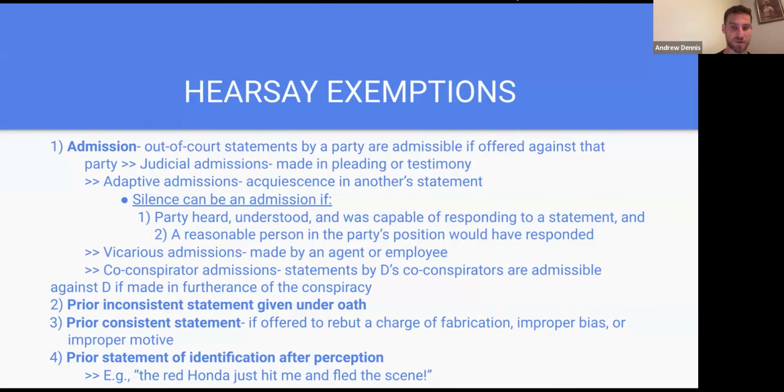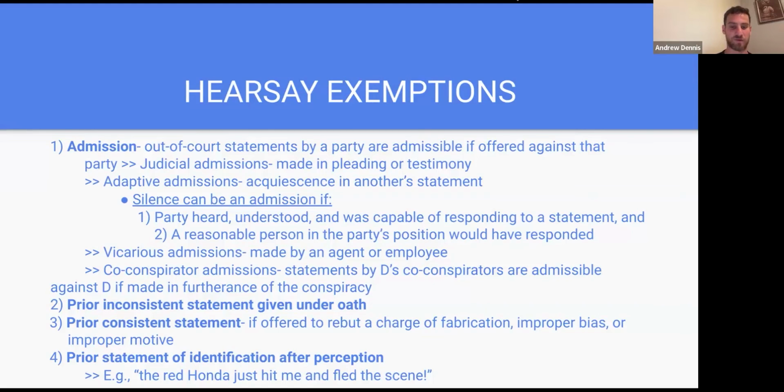Prior inconsistent statements given under oath. So if it's given under oath and it's inconsistent, we can bring it in as a hearsay exemption. And if it's a prior consistent statement, it doesn't need to be under oath, but it can be brought in to rebut a charge of fabrication, improper bias, or improper motive. So, for impeachment purposes. And then a prior statement of identification after perception.